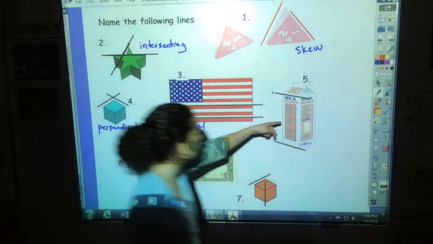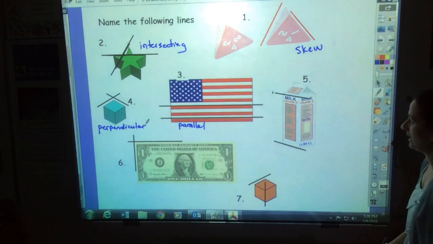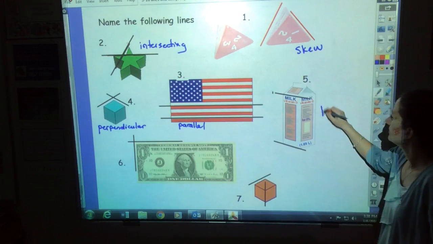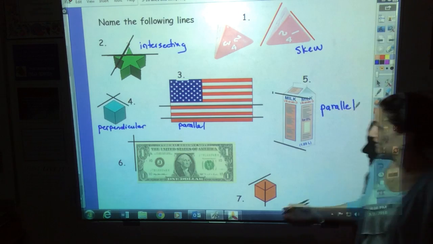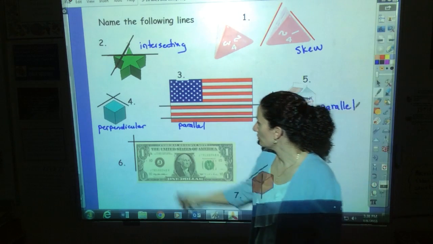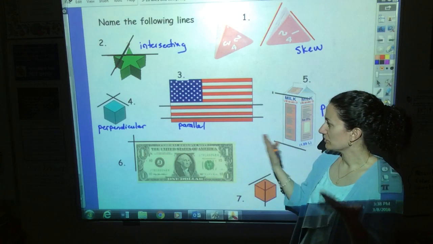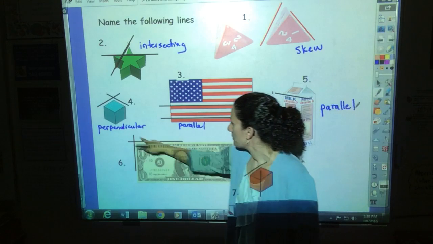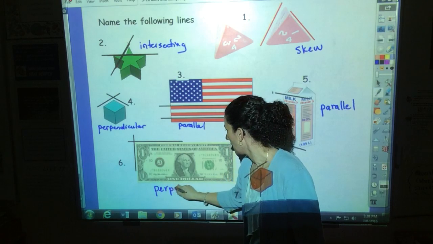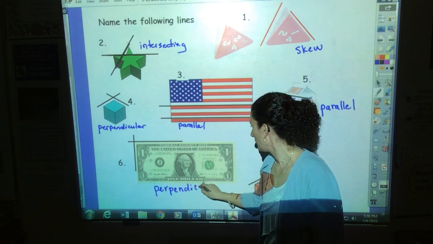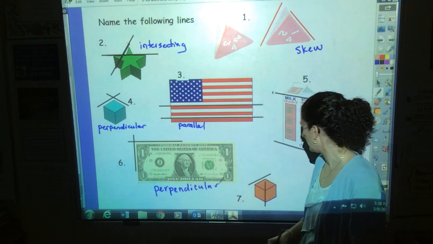Number 5 over here, these are parallel lines. The top and the bottom of the milk carton are parallel lines. In number 6, similar to the cube, it looks like a flat 2-dimensional dollar bill, but the sides are forming perpendicular lines. They are forming right angles, so those are perpendicular.